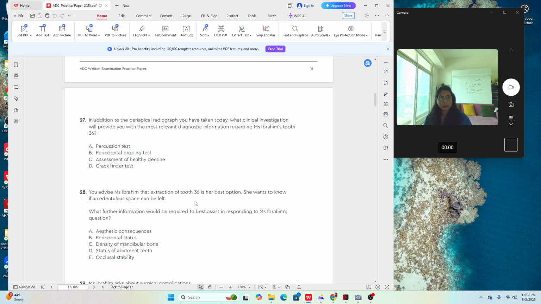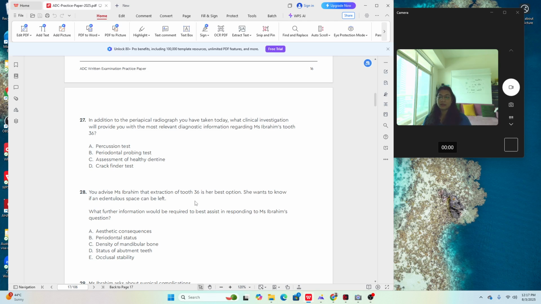So this is what the question is asking: what is the first thing you're going to tell that lady when she says, can I keep the space as it is? So options are aesthetic consequences. That is of not that much of an importance. Anyways, it's a molar tooth. So aesthetics is important, but in the posterior teeth, the functionality is of more importance.